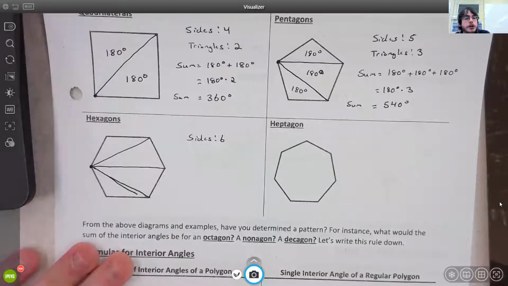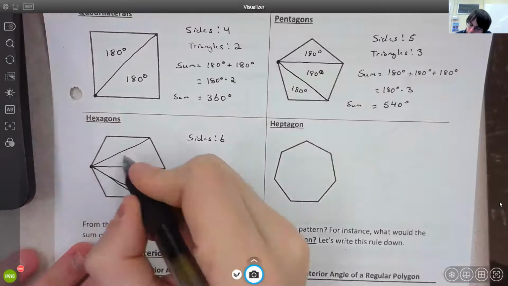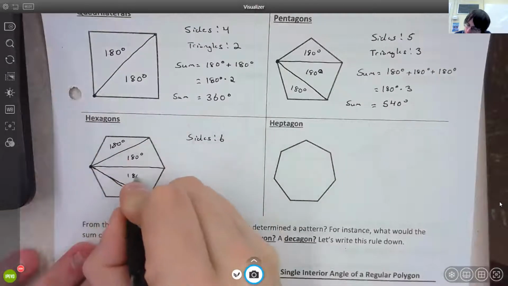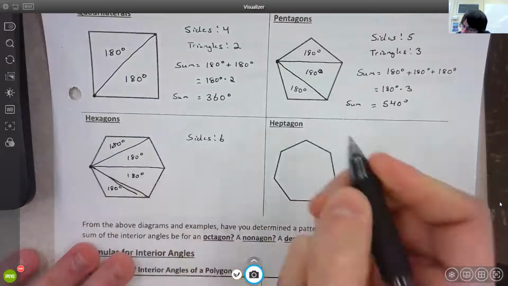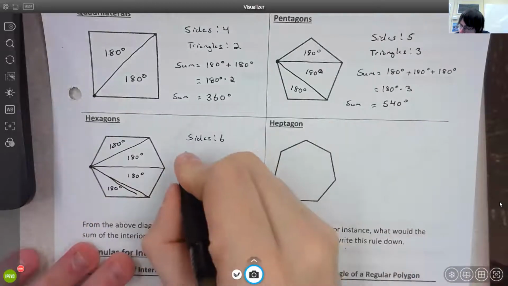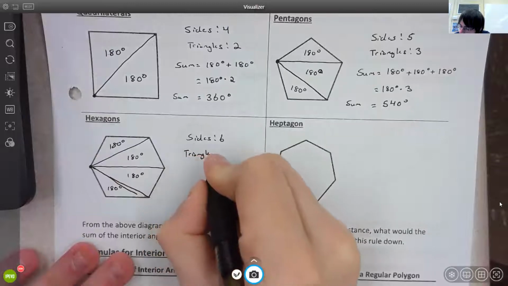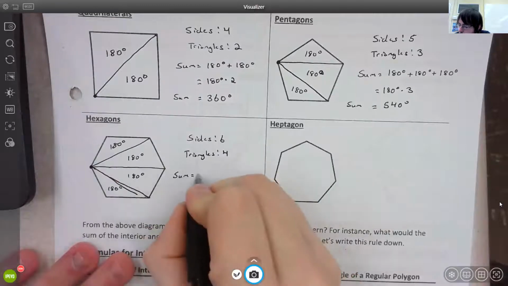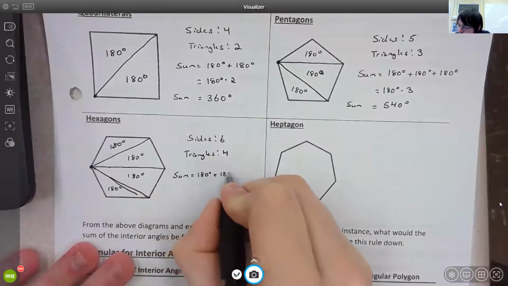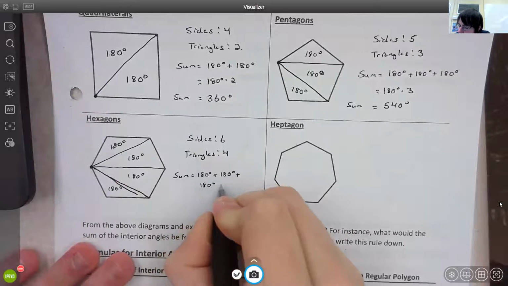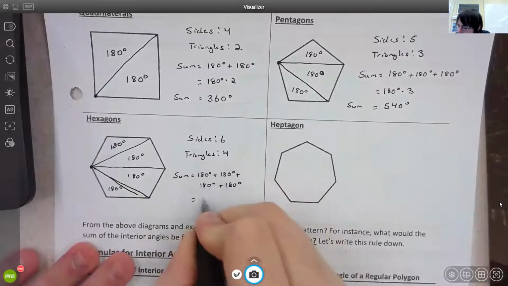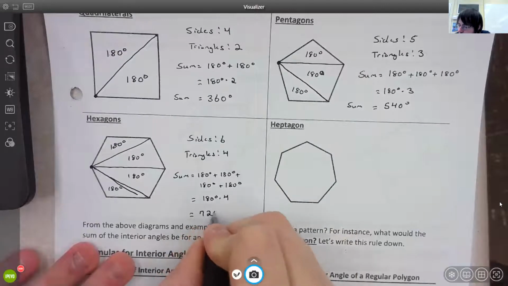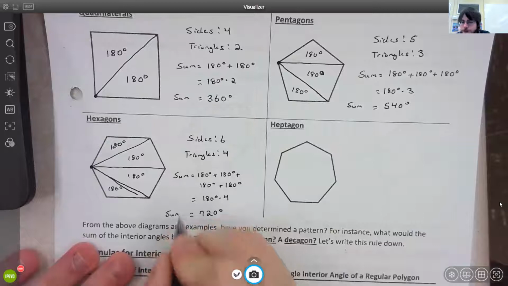So how many triangles does it form? Well, as we can see here, we have 1, 2, 3, 4 triangles, and they each have 180 degrees for their interior measures. So we have 4 triangles. So our sum for a hexagon would be 180 plus 180 plus 180 plus 180, which is 180 times 4, which gives you 720 degrees.